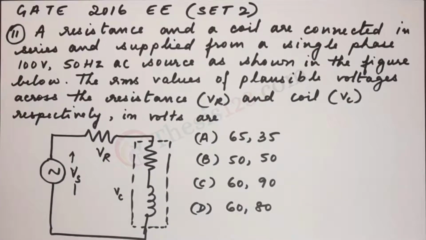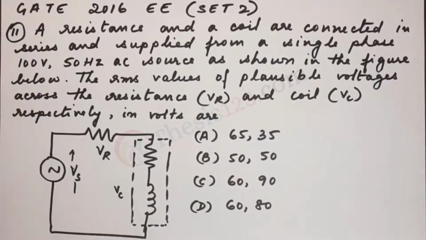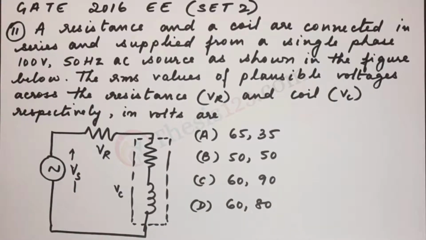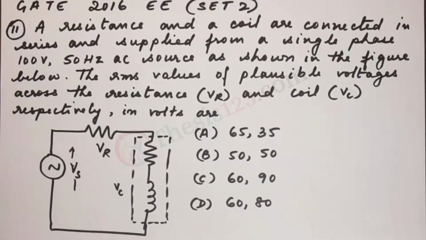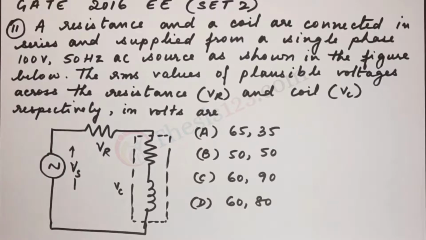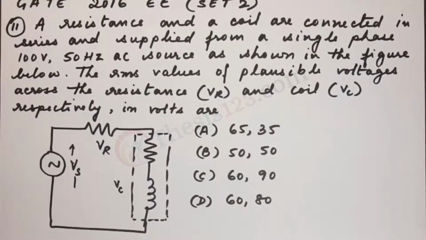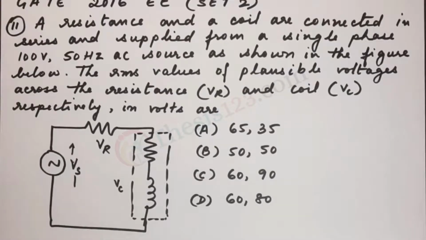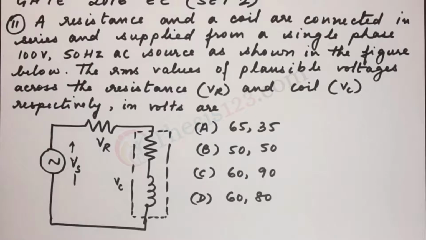Next question, number 11. A resistance and a coil are connected in series and supplied from a single phase 100 volts 50 Hz AC source as shown in the figure below. The RMS values of plausible voltages across the resistance VR and coil VC respectively in volts are.